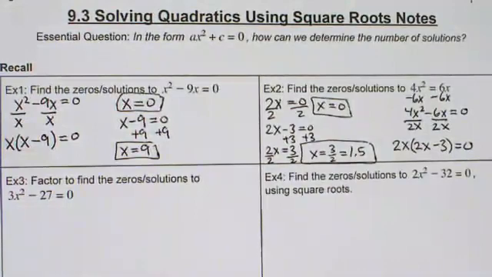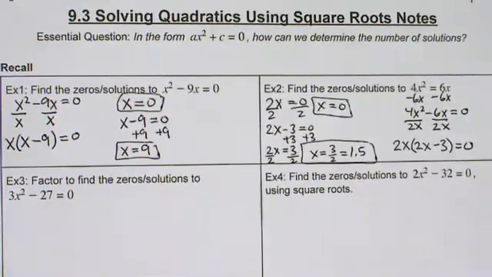Now, when we have these 2 x terms, the x squared and the x term, we must factor. However, if we only have an x squared term and there's no other terms with an x, we're actually able to take a different tack. But first, I'm going to remind you of what we did before, which is we factored something like this to find our zeros or solutions to this one.